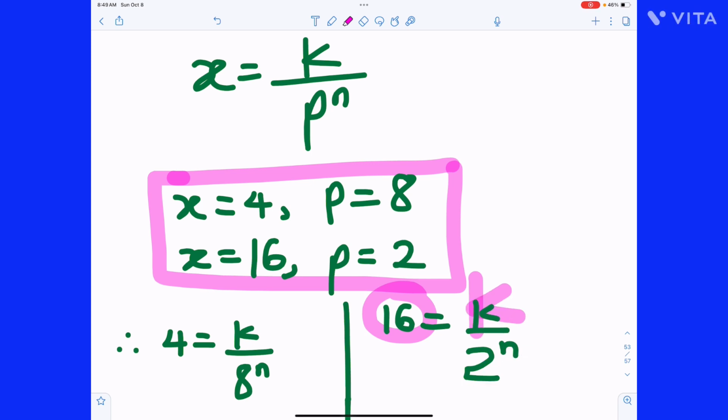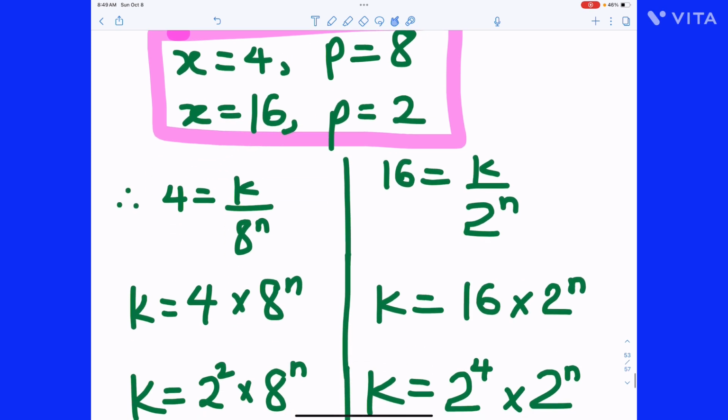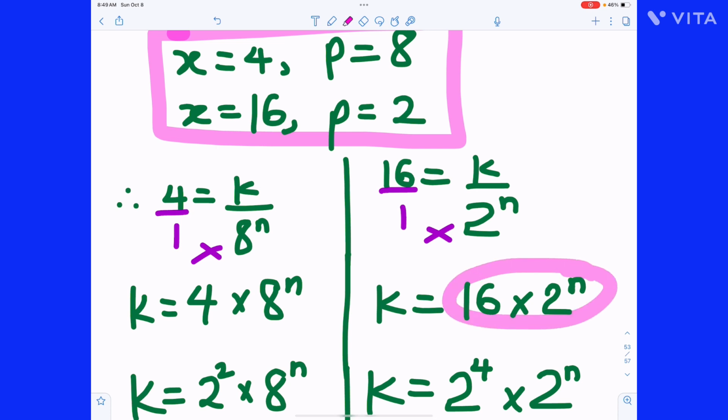So for those two expressions, we now simplify. Introduce one here, and cross multiply. When you cross multiply, what do you get? K is 4 times 8 raised to power N on that side. On this side, you get K is equal to 16 times 2 raised to the power N.